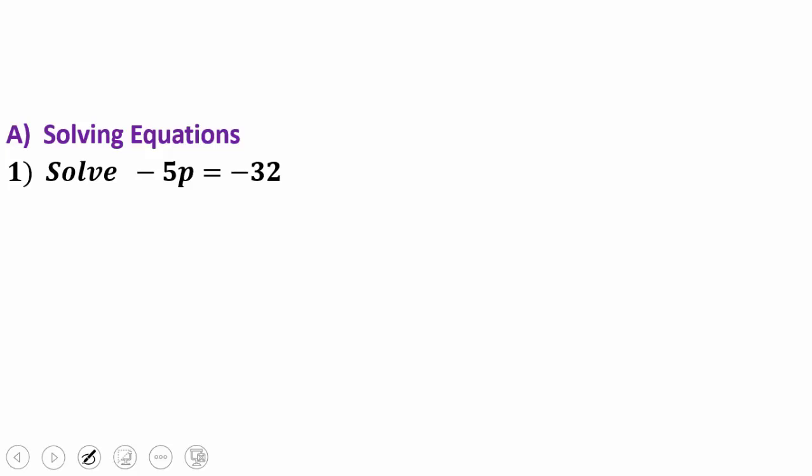Here we go. Solving negative 5p is equal to negative 32. All right? So I say to myself, I'm multiplying my variable p. I'm multiplying it by a negative 5. The inverse of that is to divide by negative 5. So I come over here and I divide by negative 5. And I know that negative 5 divided by negative 5 is 1. So now I have 1p.